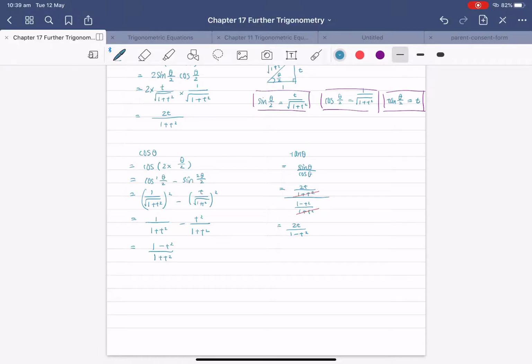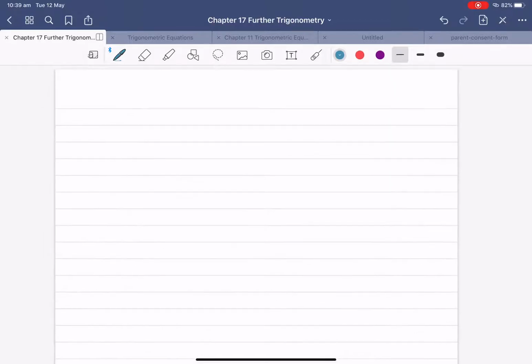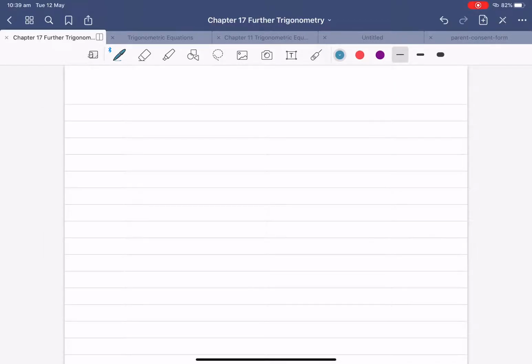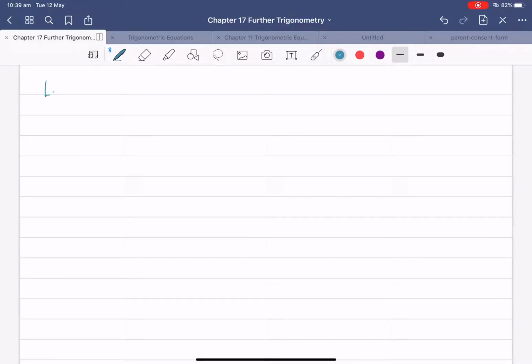Something you need to be very careful about with the t-formula is that you can manipulate it, it's really flexible. I'll show you why. Previously we let t equal tangent theta over 2, and then we get the result for sine theta, the result for cosine theta and the result for tangent theta. I'm just going to write one as an example: sine theta is equal to 2t over 1 plus t squared.